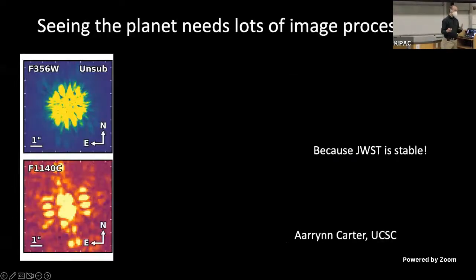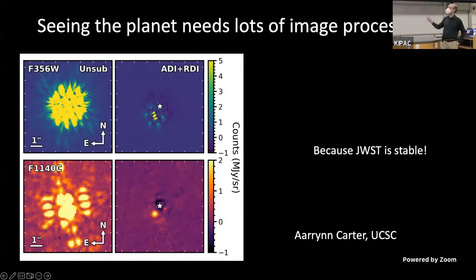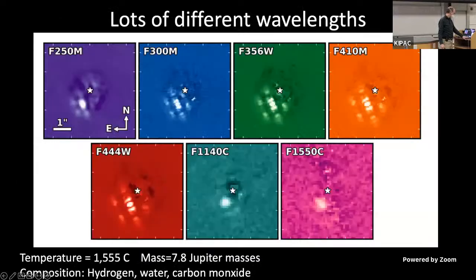Webb can't see it directly. These are images when you point at the star, still don't see any planets. But you can do one last trick, which is look at the star with the planet, look at a star without the planet, and look for a dot that moves, that isn't the same in the two images. And when you do that, you get these beautiful detections of this planet at a whole bunch of different wavelengths. It's a nice paper by Aaron Carter, who's a postdoc now at UC Santa Cruz. And they looked at it at a lot of wavelengths.